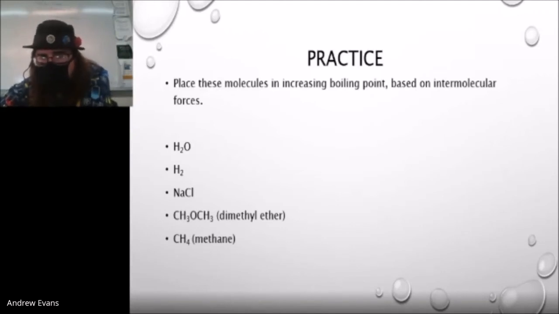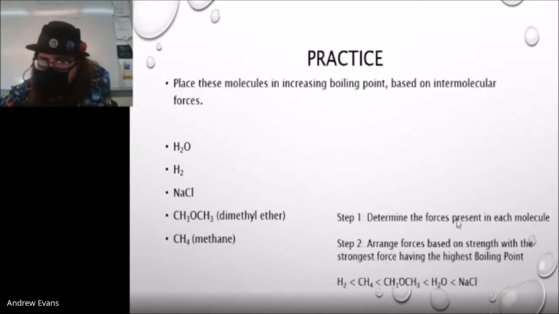It's a solid, so it's going to have to melt before it can boil. I'm not sure if I actually put the melting points on there, but you can look that up. You could boil sodium chloride, but it would be pretty nasty. But that's how you'd approach it. You'd look at what forces are present in each molecule and then arrange them based on the strength of the forces. So there are a couple of problems on the homework just like that.